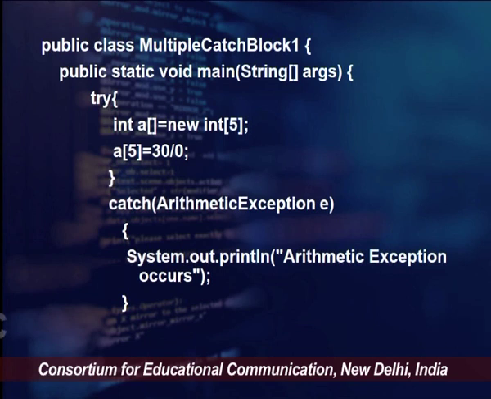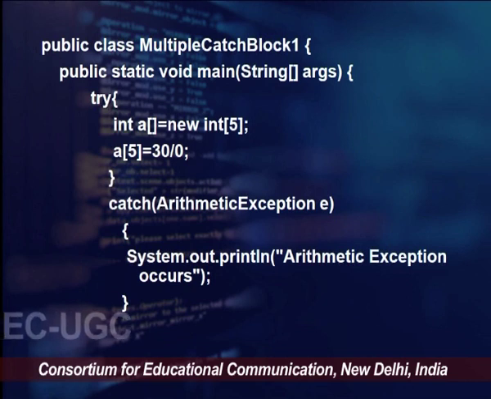And now, in the very next statement we are trying to write A[5] = 30 / 0. Two things are happening in this statement. One is the 30 by 0, which is obviously going to raise a divide by 0 arithmetic exception, and another is referring to the index A[5], which is not there.